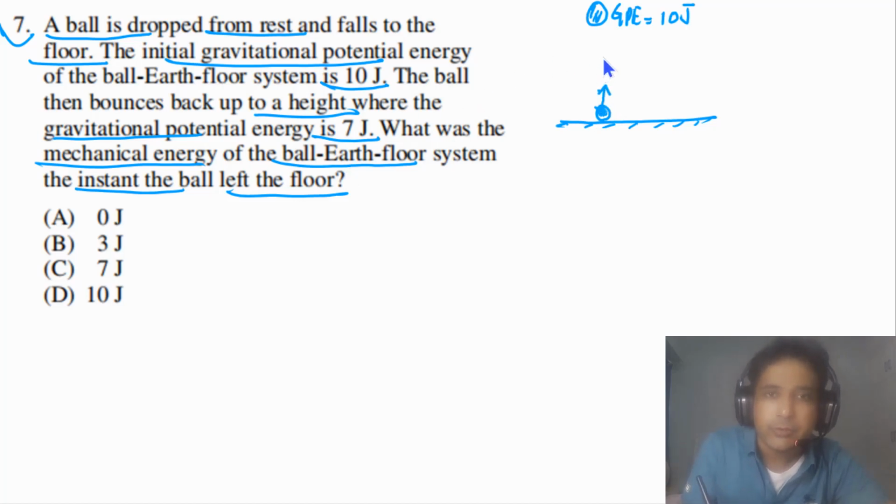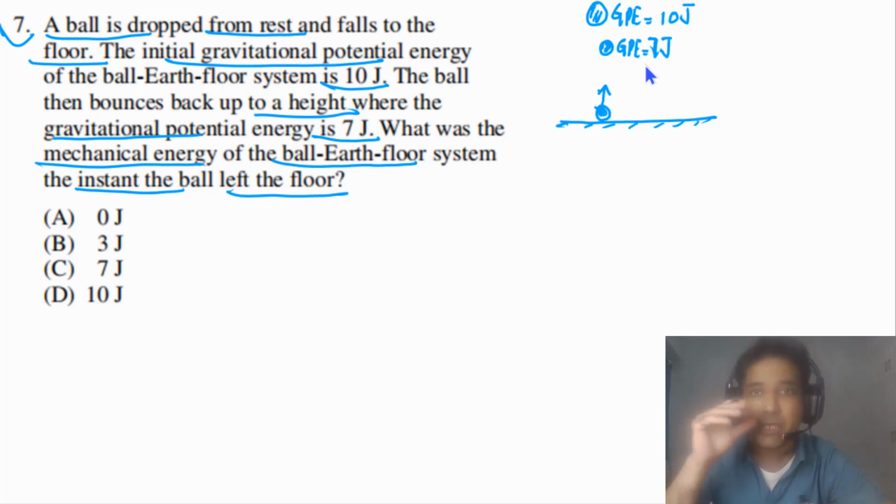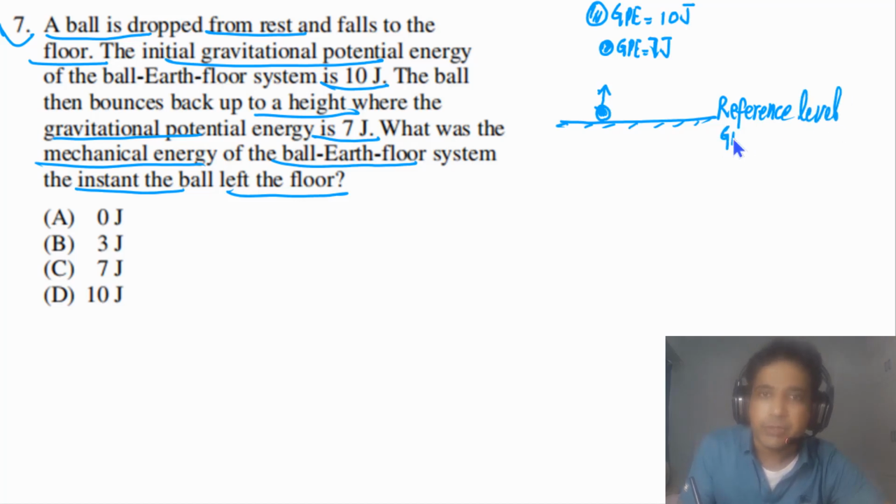And also it is given to us that this ball bounces back to a certain height, it bounces back to this height, and the GPE of the ball at this point, meaning the GPE of the system, is equal to 7 joules. So it bounces back to this height, and GPE at this height is equal to 7 joules. We need to find out what is the mechanical energy at this point. So in this case we are taking the ground as our reference level.